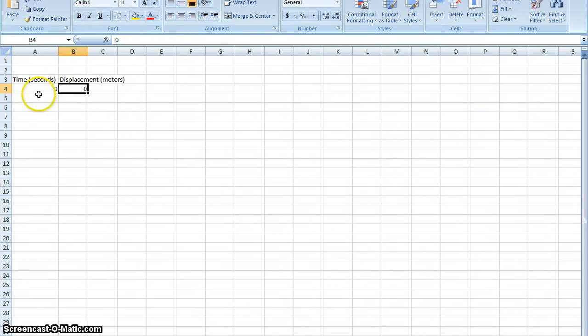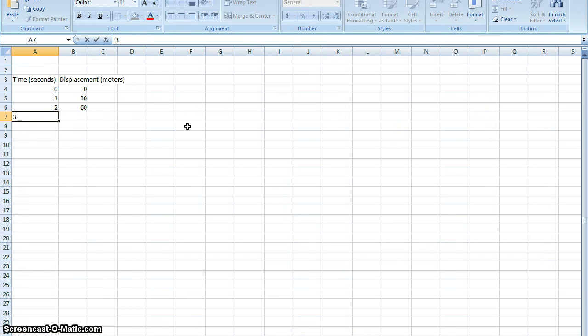So right here, I've got a column of times and displacement, 0, 0. Okay, well, where should I be at 1 second? Well, if I go 30 meters per second, then I should be at 30 meters. And at 2 seconds, I should be at another 30, I guess 60. Alright, there's a lot easier way to do this.